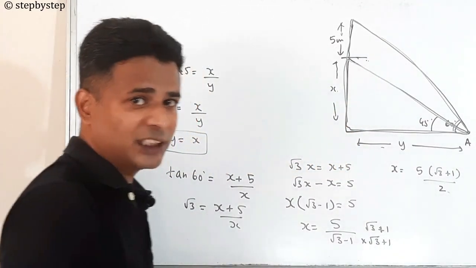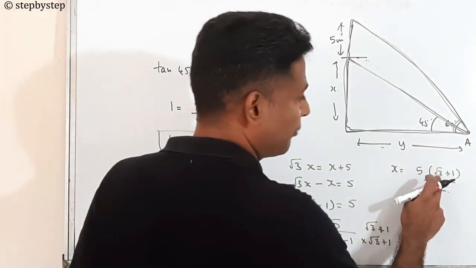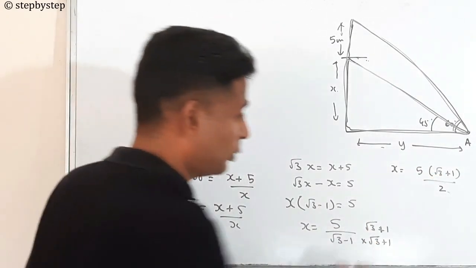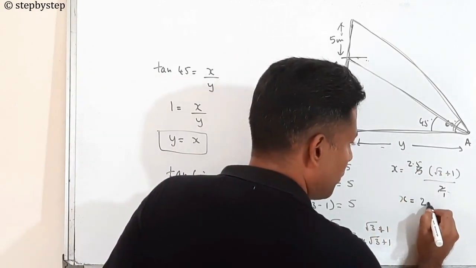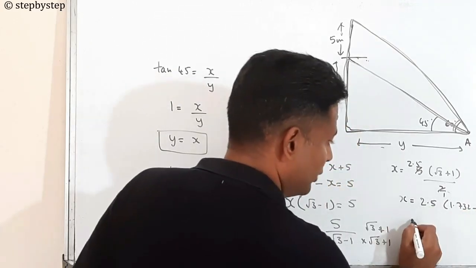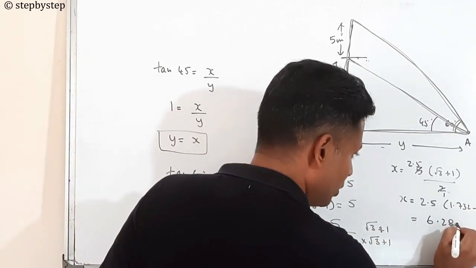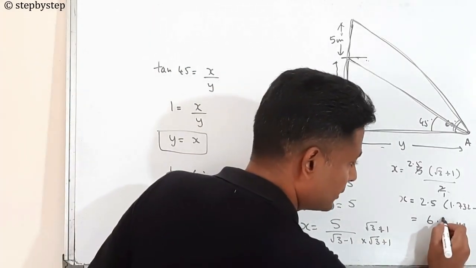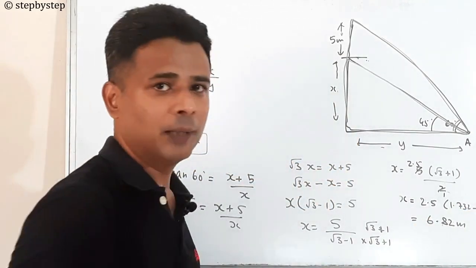Right? Now this could have been the final answer, but in your options if you saw, it is in decimals, which means we have to convert this to root 3 as, we have to take it as 1.732. So x equal to 5 by 2, 2 ones are 2.5s are. So we get 2.5 into 1.732 minus 1. When you do this calculation, the answer you'll get is 6.28 meters. Sorry, you will not get 6.28, you will get 6.82 meters. Just have to do the subtraction and multiplication.